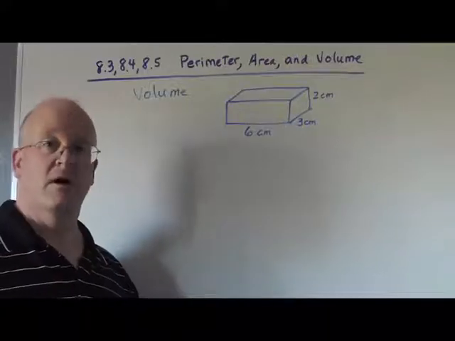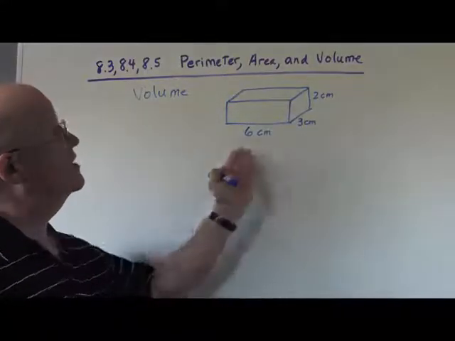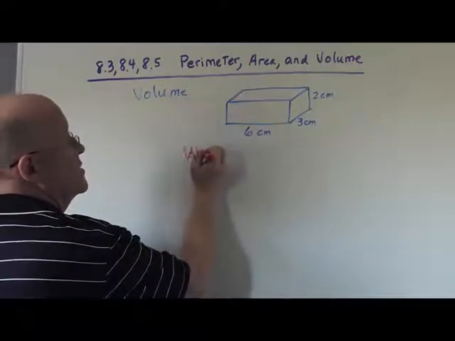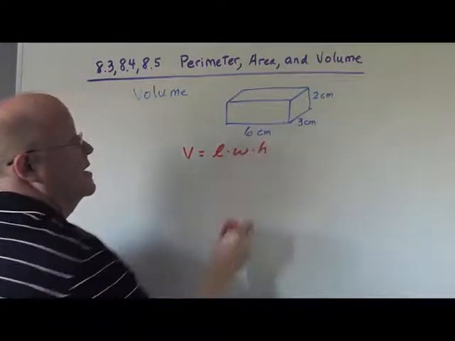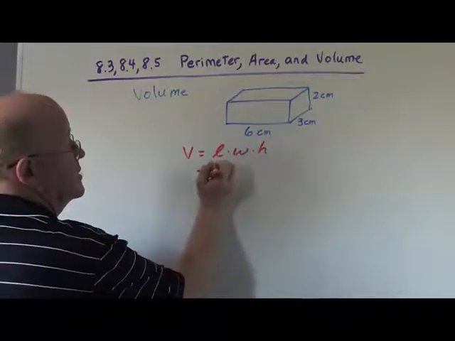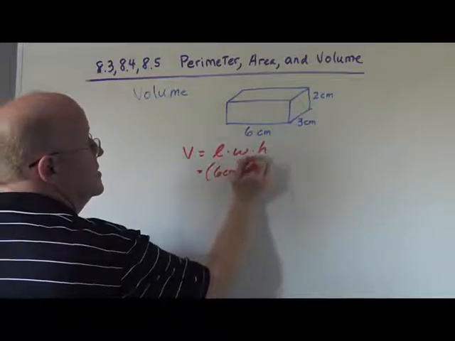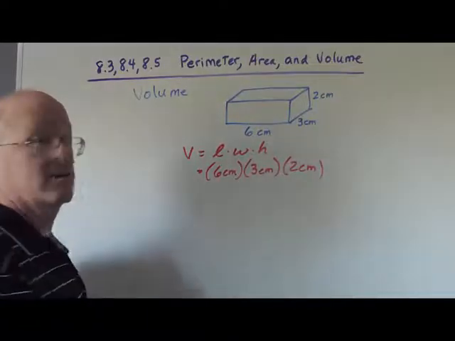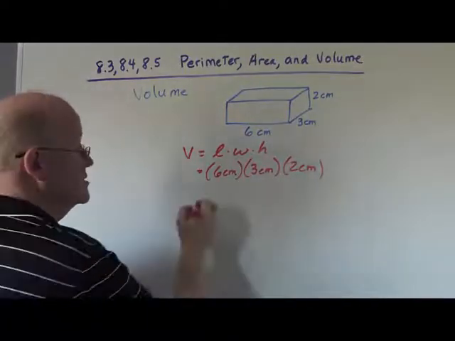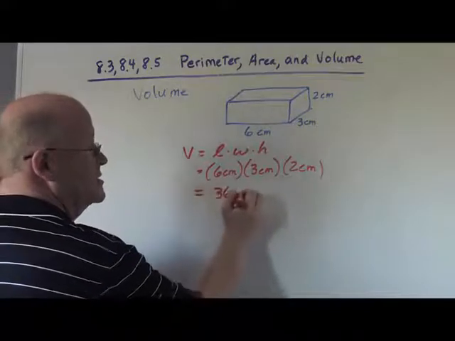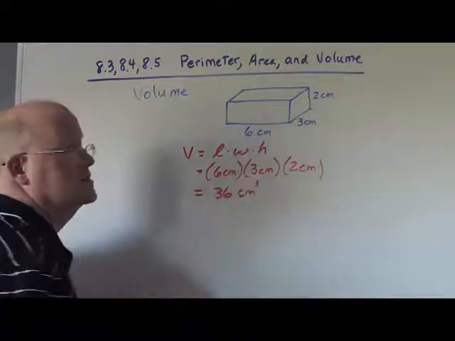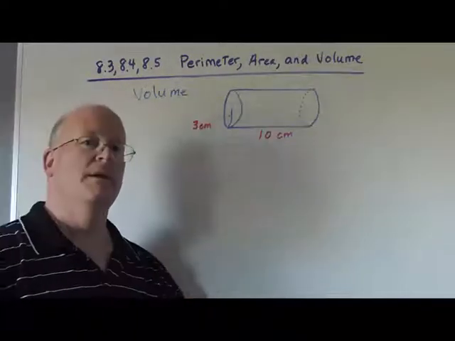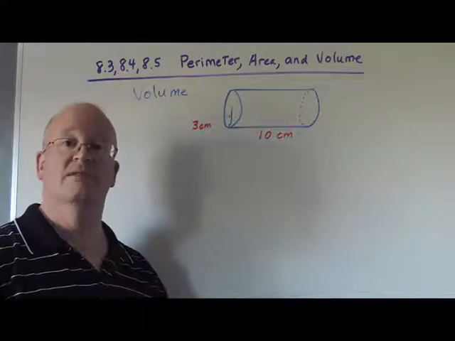Let's look at a couple of volume formulas. First off, when we have a rectangular solid or a block, the volume formula is length times width times height. So in this case, we're going to have 6 centimeters times 3 centimeters times 2 centimeters. 6 times 3 is 18, times 2 is 36, and we will have 36 cubic centimeters, and volume is always measured in cubic units.